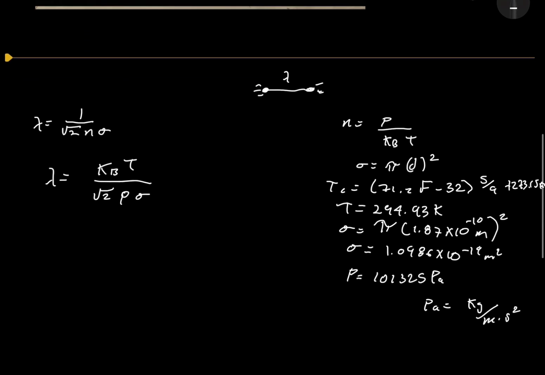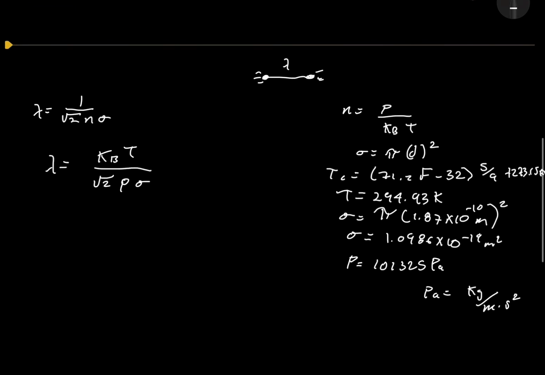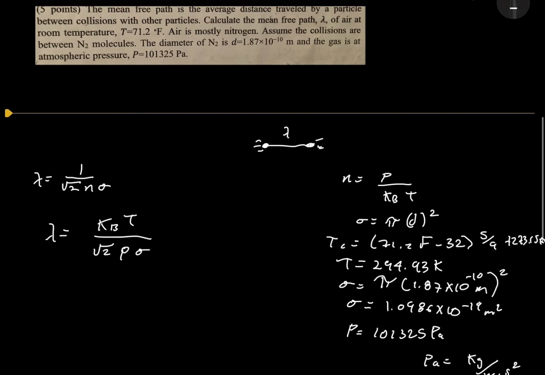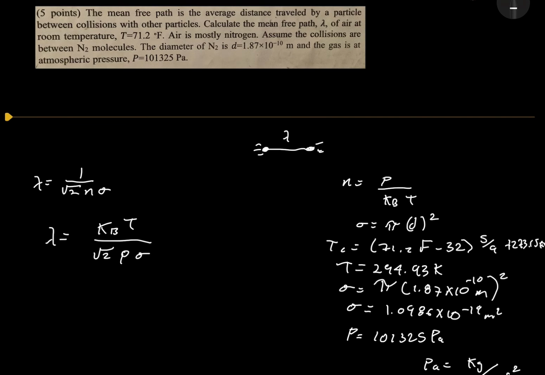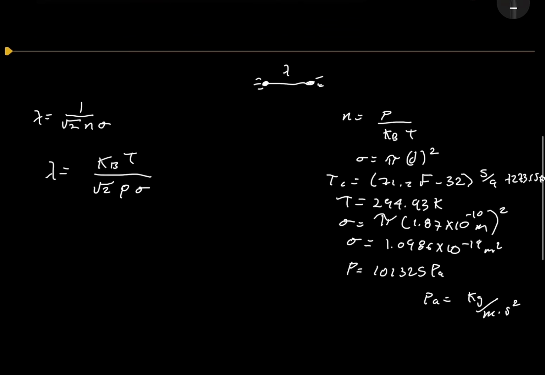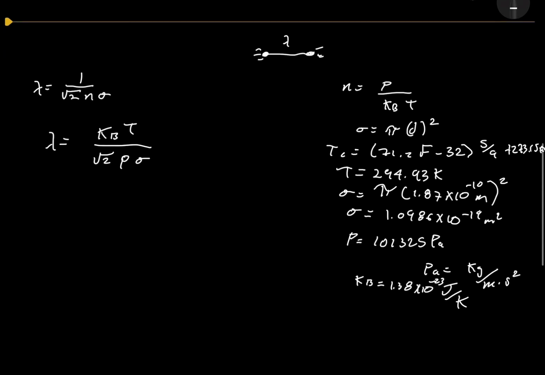Oh no, we need the Boltzmann constant, and you can get that from your book or from the internet. So the Boltzmann constant, k_B, would be about 1.38 times 10 to the negative 23 joules per Kelvin. And also, you know that a joule is equal to kilograms times meter squared per second squared.